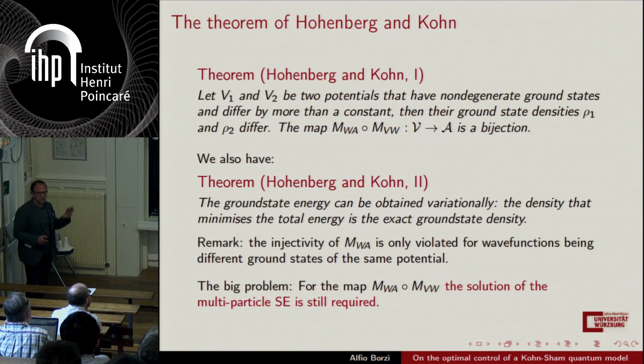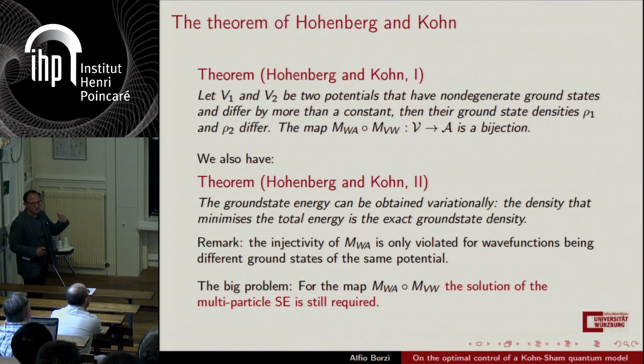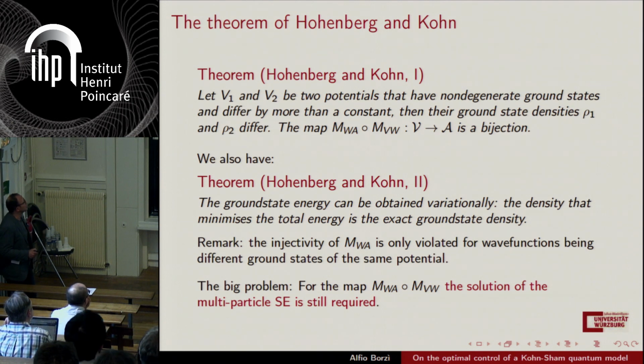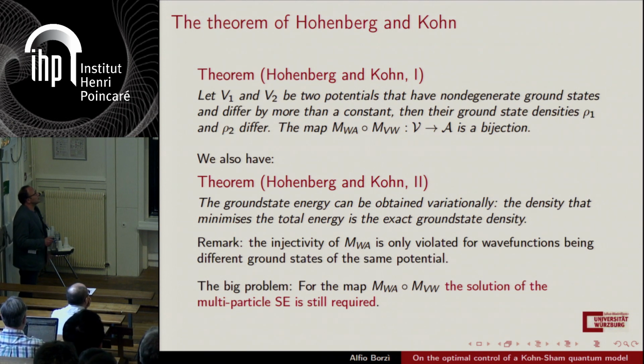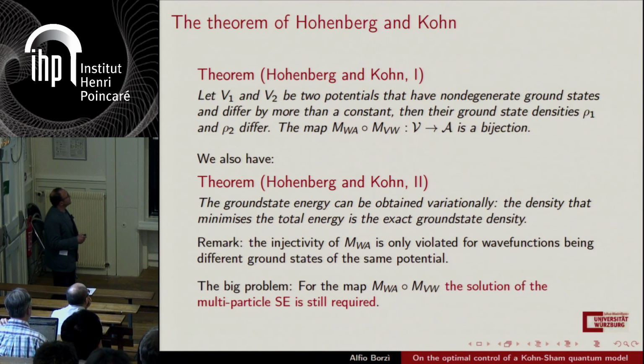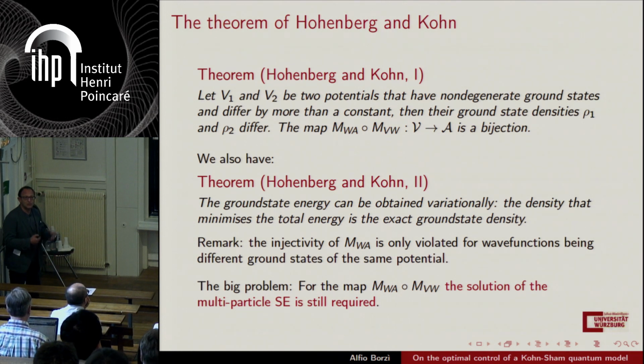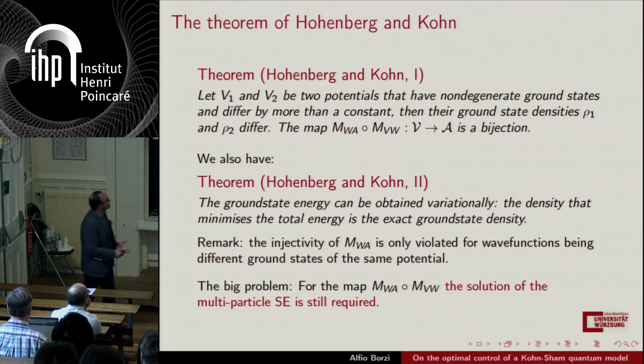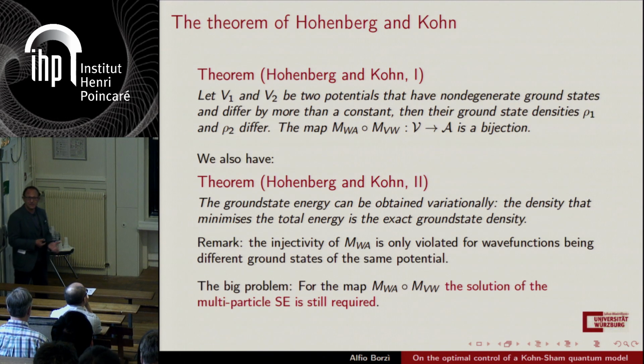Actually, this has been extended to potentials that allow more degenerate ground states. So this is also the theory of Lieb and Levy and so on, but I will not discuss this. The other point is that we have a variational principle. So you have an energy functional, and if you minimize it over the density, the solution of this variational problem is in fact the ground state density. So it is the physical density that you wanted to have.